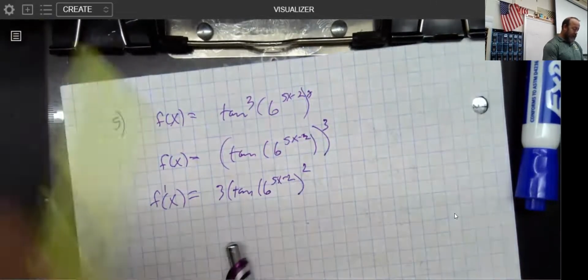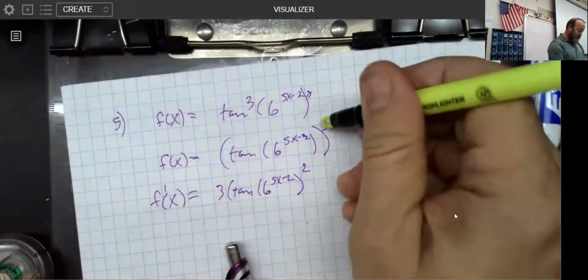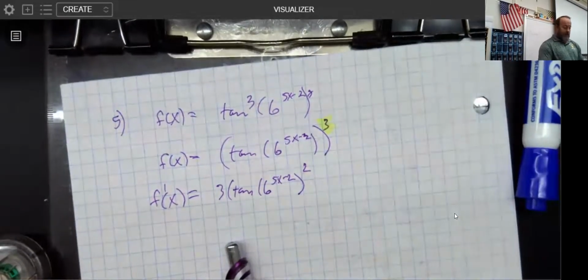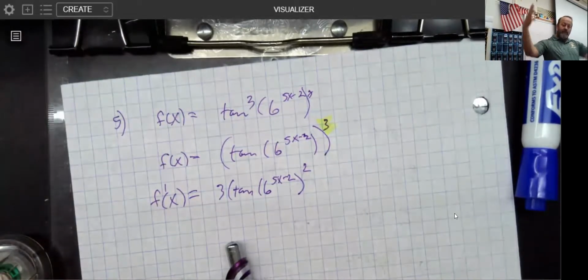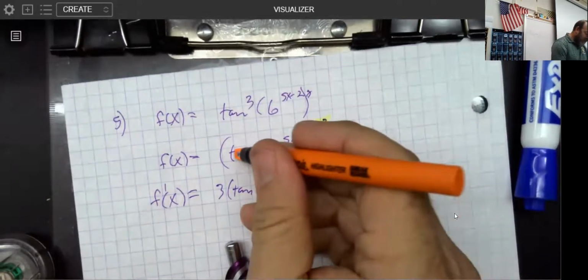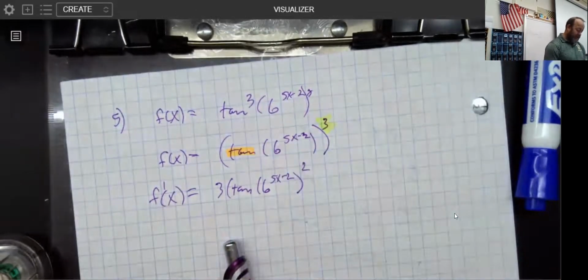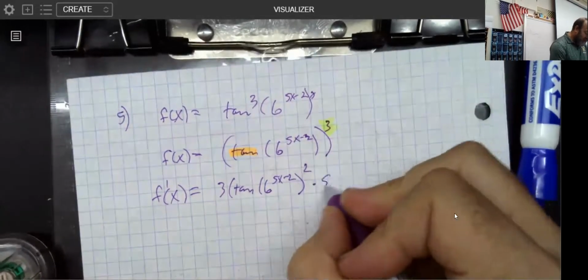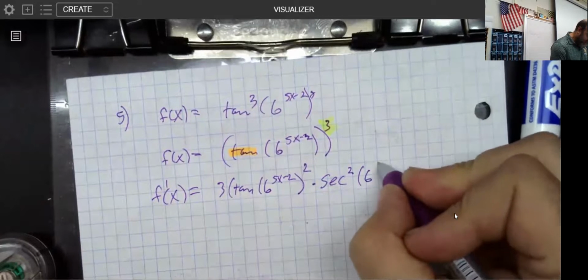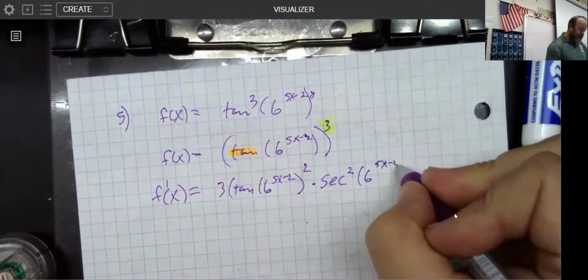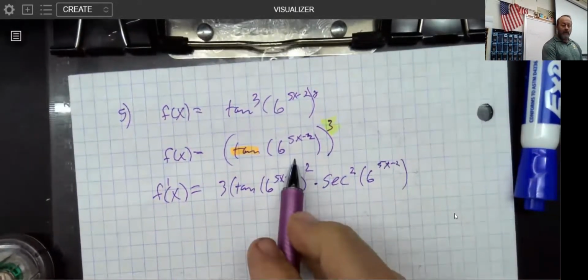So I'm going to use a highlighter. Notice I took the derivative of the 3 part. Now I need to attack the next part as I work my way from the outside of the function in. The next piece is going to be the tangent itself. The derivative of a tangent itself is a secant squared. Notice again, I left the interior piece alone.